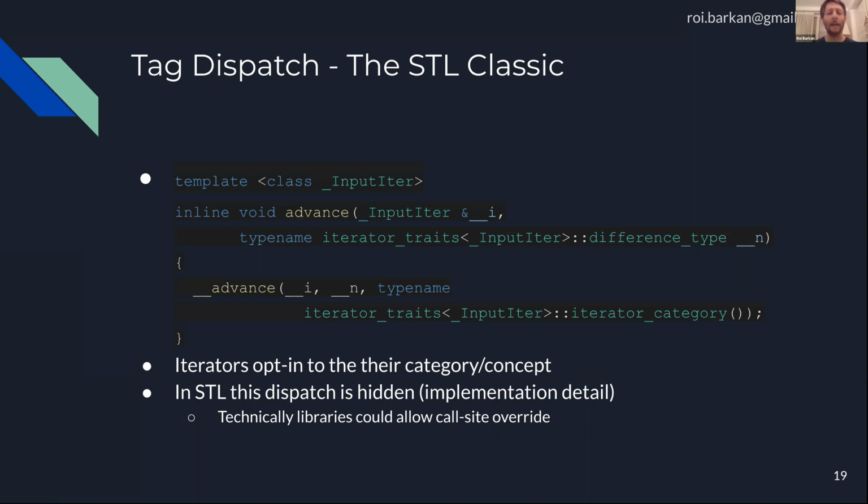But technically, template libraries that use tag dispatch do not have to make it an implementation detail. You can write your own template library and decide to have tag dispatch as a declared way of doing your dispatch. This will allow your users to also do call site overrides if you like. Meaning, if they call your algorithm without specifying the category, then the compiler will take the category from the traits and use it. But whoever likes could deliberately call an algorithm with another category and see if it works. Because we already saw that sometimes a concept is a subset of another concept, this can sometimes make sense.